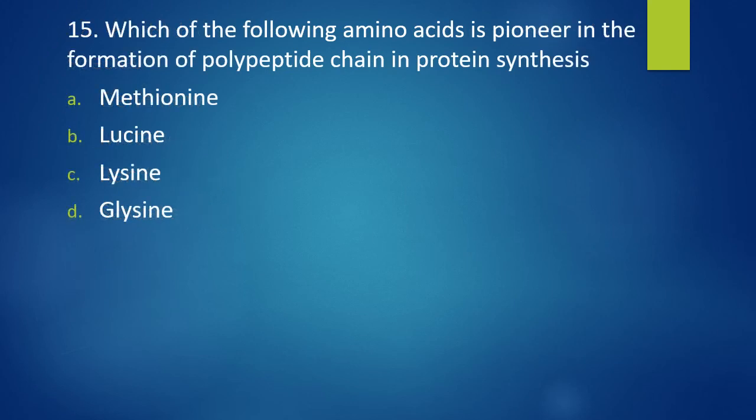Question number 15. Which of the following amino acid is the pioneer in formation of polypeptide chain in protein synthesis? So which of the following amino acid is coded by a start codon? Methionine, leucine, lysine, or glycine? So the correct answer is option A, methionine. And you need to know the code of methionine. What is it? AUG.